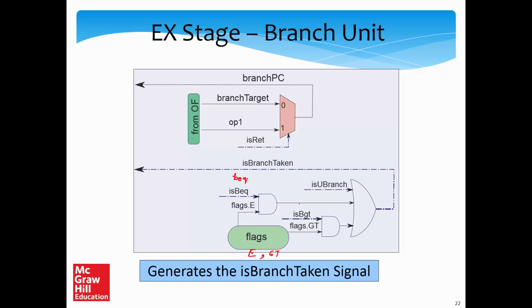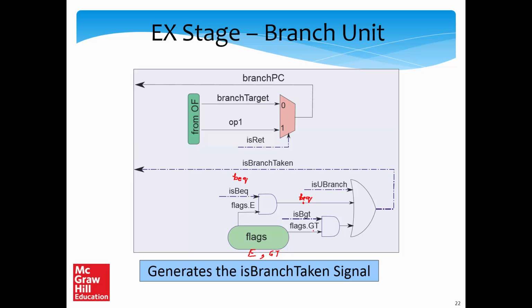So we have an AND gate. The value on this specific wire indicates if it's a taken branch because BEQ is true. So we can say that this condition is true because it's a branch if equal instruction. That's number one. And number two, the last comparison led to an equality.